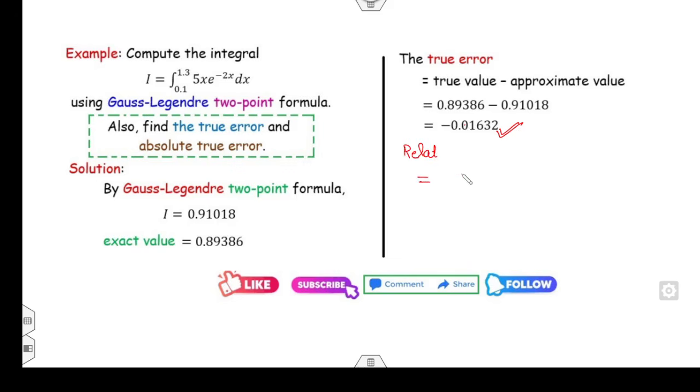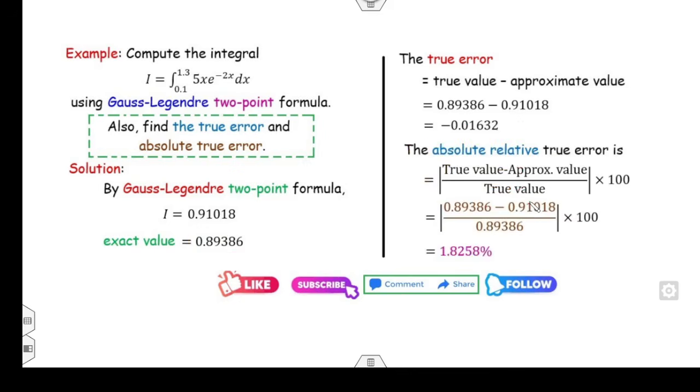So relative error will be the true error 0.1632 divided by the true value. What is the true value? 0.89386, multiplied by 100, or you can write in terms of the absolute value. So your answer will be 1.825658%. That is the error, the absolute error of the problem.